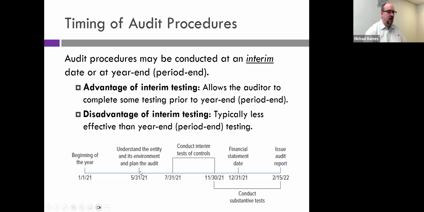We start at the beginning of the year. The auditor kind of starts out halfway through the year, and they say they want to gain an understanding about things and start planning the audit. Then they're going to do some interim test of controls, which we're going to talk a little bit about in detail. And then we're going to conduct some substantive tests. And then the year ends.